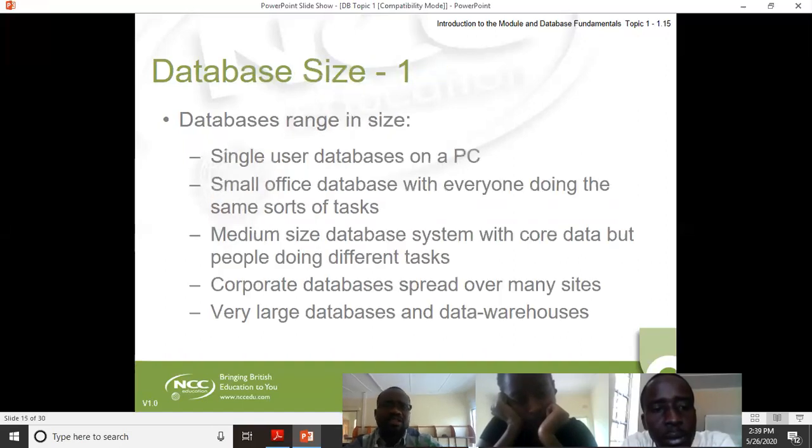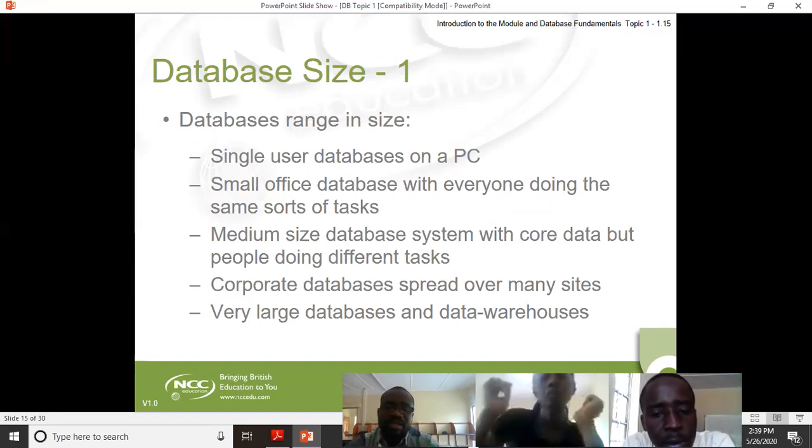Databases range in size. There is a single-user database on a PC, a small office database with everyone doing the same sort of tasks, a medium-sized database system with core data but people doing different tasks, corporate databases spread over many sites, very large databases and data warehouses.